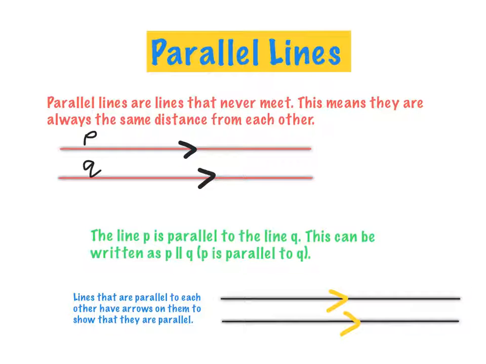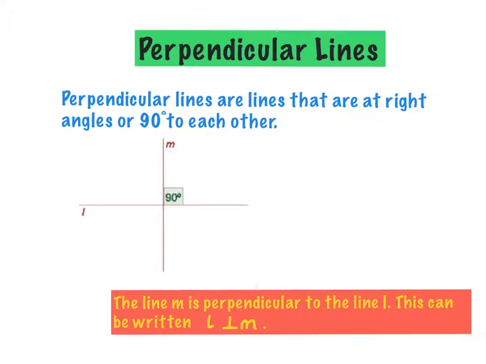Okay, so that's what parallel lines are. Think of train tracks. Those tracks are never going to meet, the two tracks that the train travels on. They would be examples of parallel lines. Okay, so now we're going to have a look at perpendicular lines.